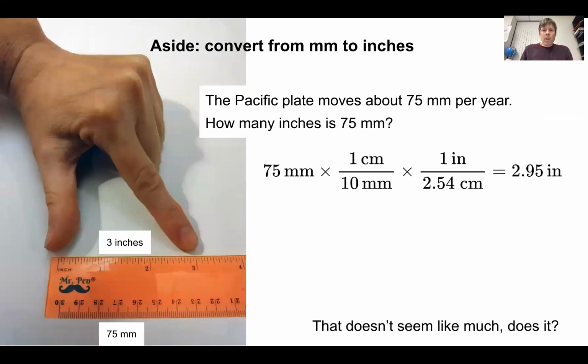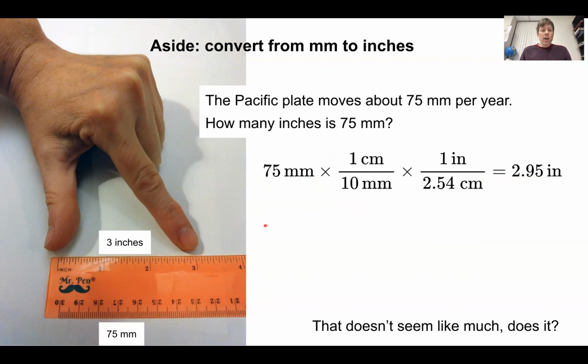As an aside, here's an example of converting from millimeters to inches just to get some practice. So say the Pacific plate moves at about 75 millimeters per year. How many inches is 75 millimeters? Well, first of all, take a guess. Hold out your fingers. There's a pretty good clue here at the left, but 3 inches turns out to be 75 millimeters. And we can see that by converting 75 millimeters by multiplying by 1, that's centimeters per 10 millimeters, multiplying by 1 inch per 2.54 centimeters, and we get 2.95 inches, basically 3 inches.